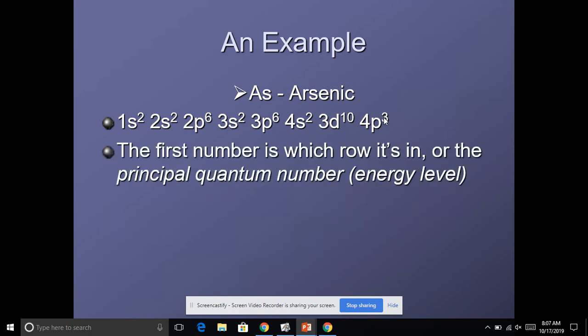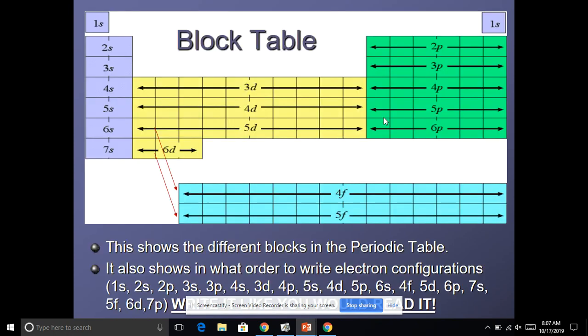All right, so I'm going to go back. If I go to 4p3, 4p is this one, so I'd go 4p, 1, 2, 3. This is where arsenic is on the periodic table. All of the things that led up to that: I did 1s, and I covered 2, so that was the 2 number. 2s, I went across, so I covered both of those, so 2s2.